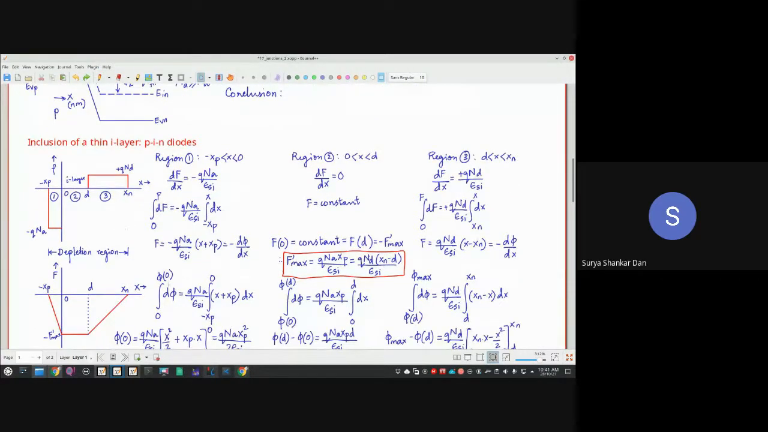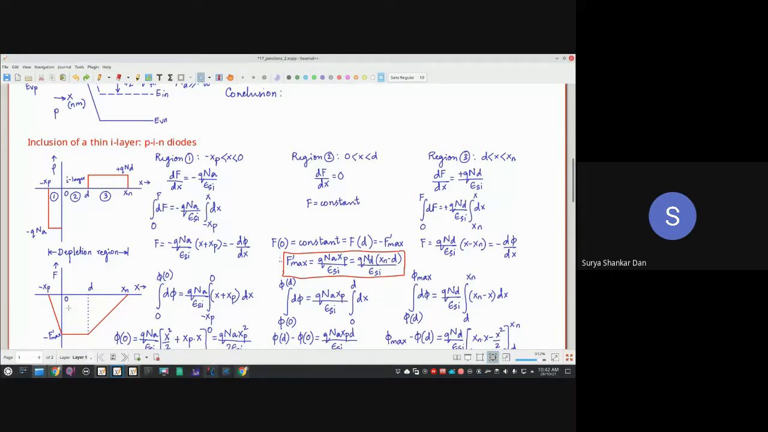So what will happen is, we will do the analysis and see that if we insert a small I layer, intrinsic layer, between the N and P regions of the diode, you are going to reduce the phi max, truncate the phi max over here, so that your device will still be reliable even when you are applying a higher bias.